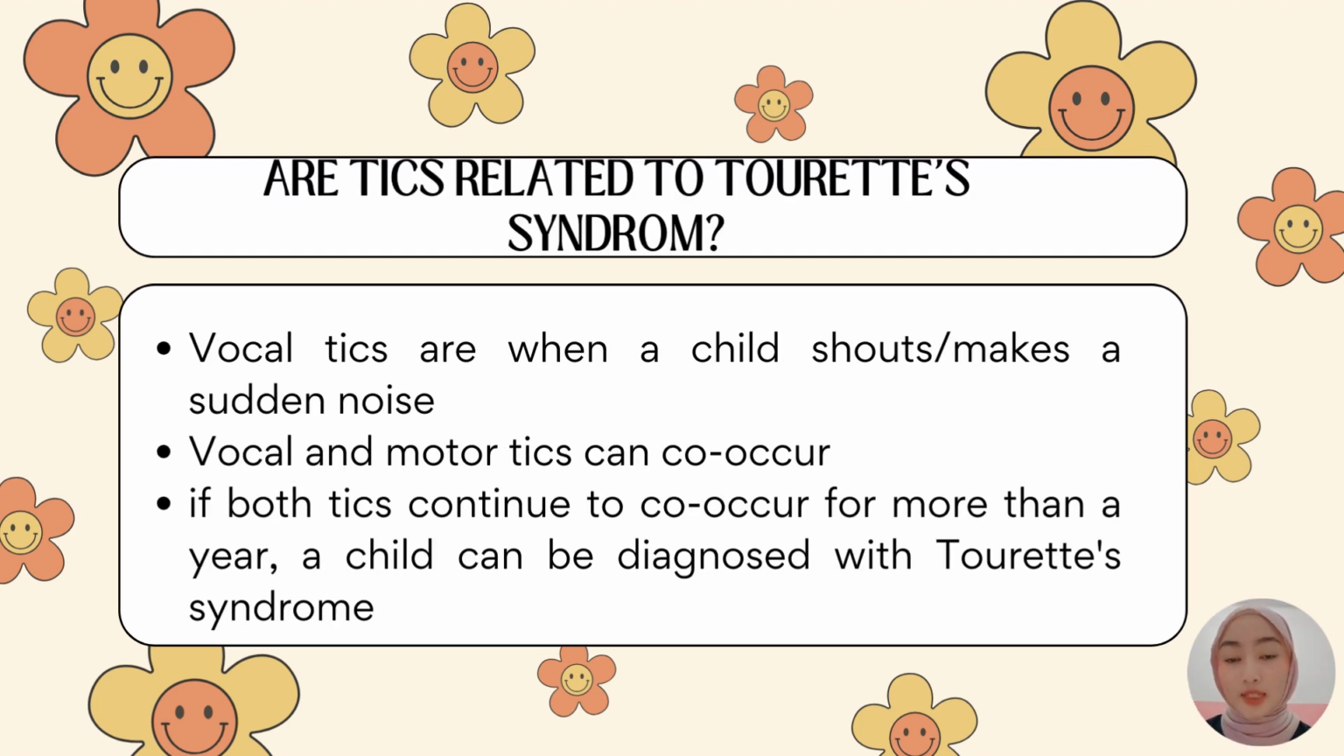My last question: are tics related to Tourette syndrome? For a person to be diagnosed with Tourette syndrome, they need to have a combination of vocal tics and motor tics. Vocal tics happen when a child suddenly shouts or makes a sudden noise. These two types of tics can co-occur, and if motor tics and vocal tics co-occur for more than a year, the person can be diagnosed with Tourette syndrome.